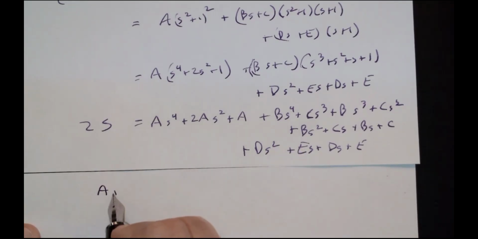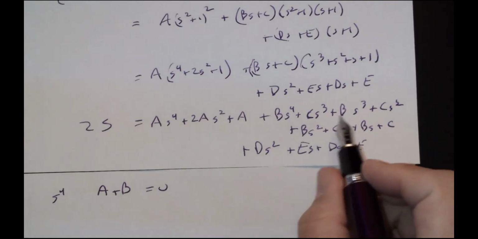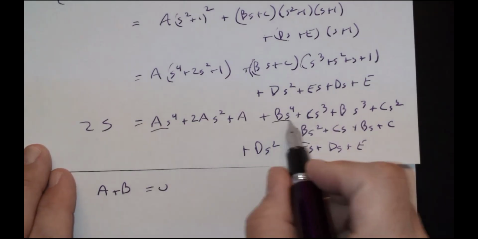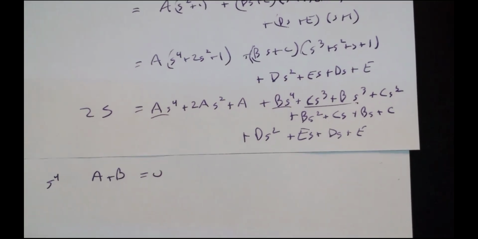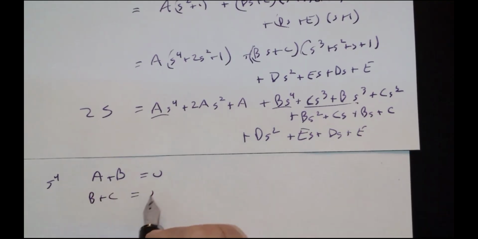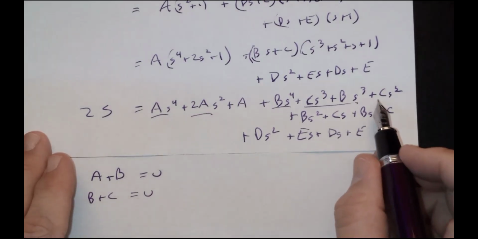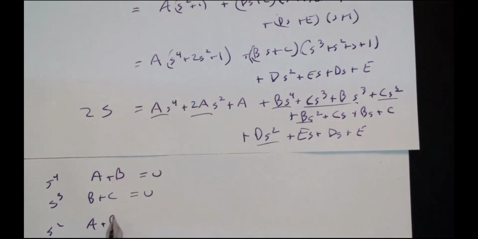I have A plus B, and that needs to be equal to 0. S cubed, I only see these S cubes, is that right? B and C? For S squared, I got a bunch of S squares: 1, 2, 3, 4. So A plus B plus C plus D is equal to 0.